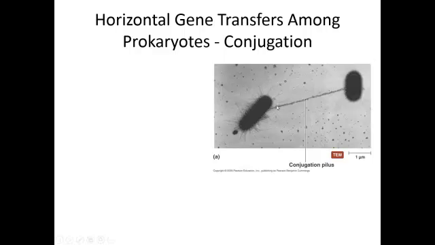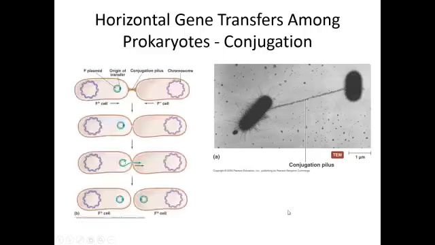This cell, which we call an F+ cell for fertility plus, and this cell is a fertility negative or F negative cell. Here's what's really going on with these two cells. The F+ cell has a plasmid. Now remember that a plasmid is extracellular DNA.